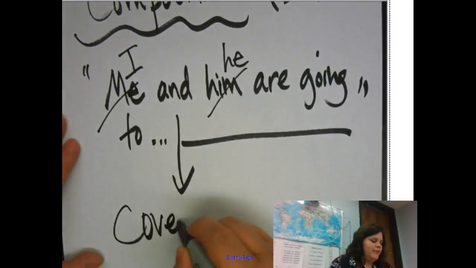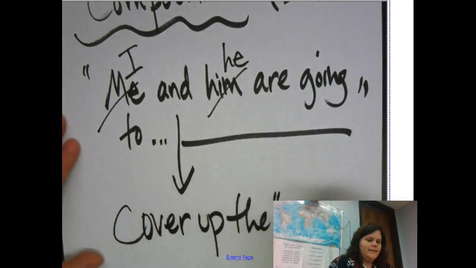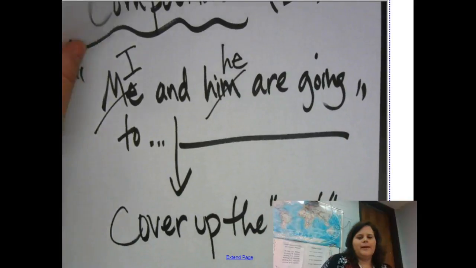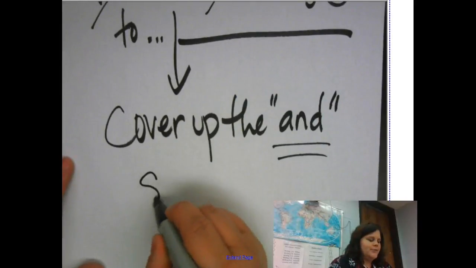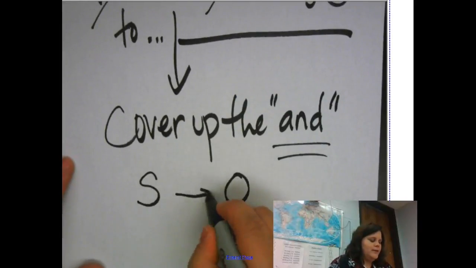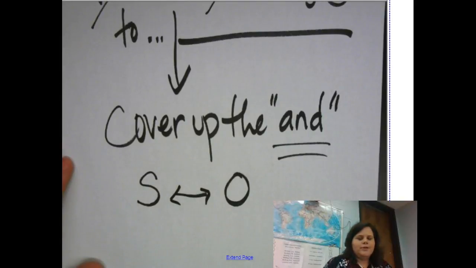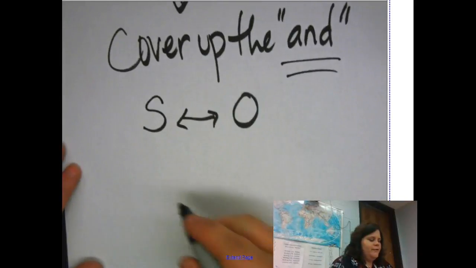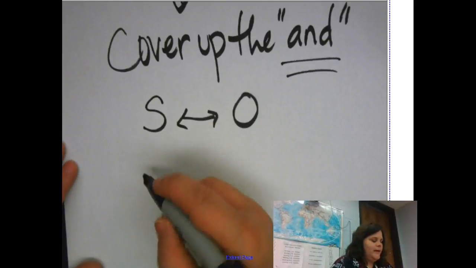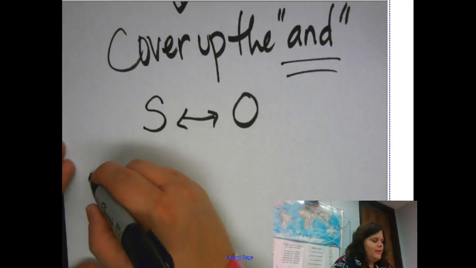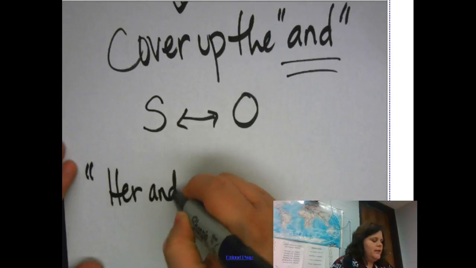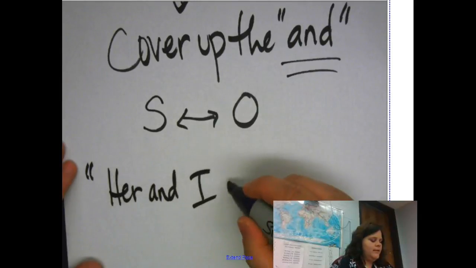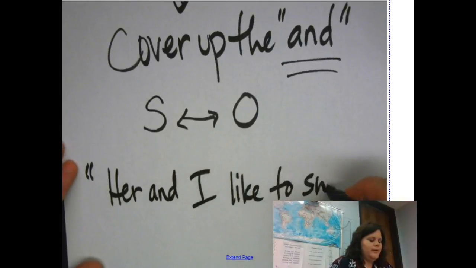So I'm going to say cover up the and. If you cover up the and, it usually makes sense. And then you can decide, is it a subject or is it an object? And it's usually easier to figure out that way. If it's a compound, you cover up the and. So try this on your paper. Think about how to phrase this. So, her and I like to swim.